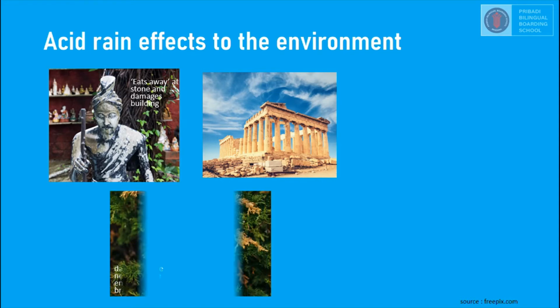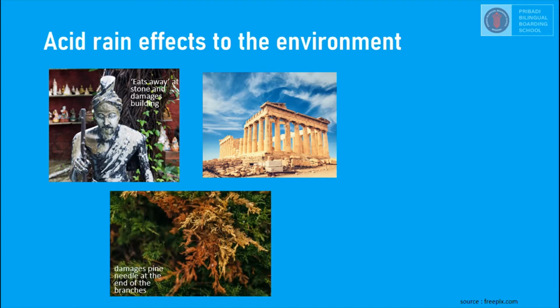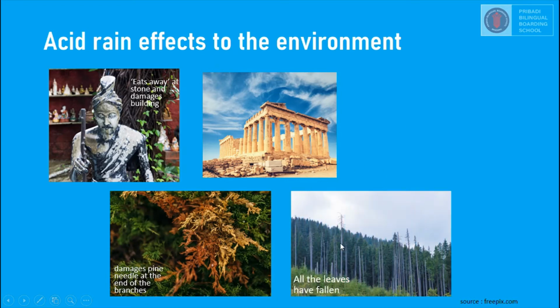While for the plants, the acid rain affects the pine needles, usually the brown part at the end of the branches. This part is really sensitive to the acid, so when the rain contains acid, it will make the leaf dry. On the other hand, the leaves can also fall. It starts from the acid being absorbed by the soil, and then the nutrients inside the soil are washed out by the acid rain. So when the plants try to absorb the nutrients, they absorb the acid, and when it arrives at the leaves, it makes the leaf fall off.